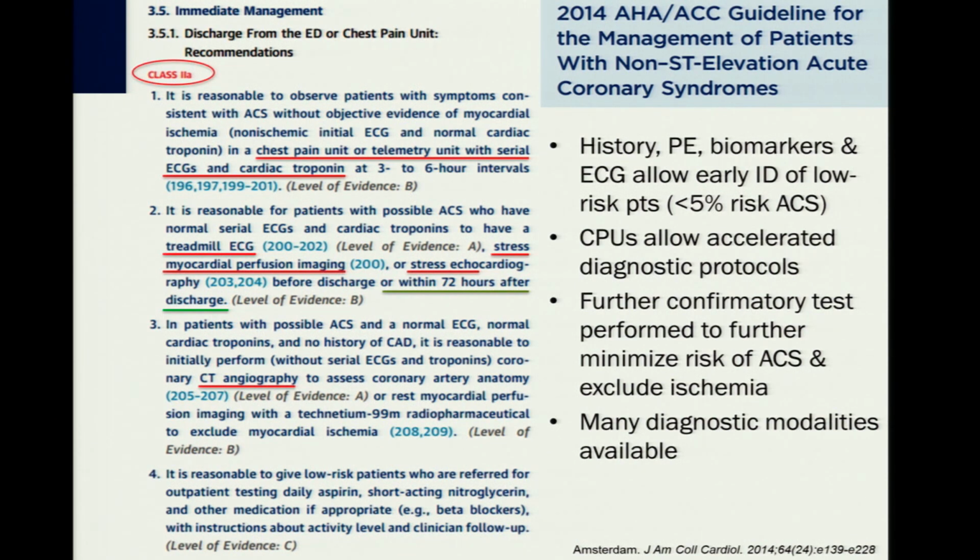The guidelines also say, and I highlighted that in green, that you can get these tests in the acute setting, or if you think they are truly low risk, at least upon discharge within 72 hours. So they do give some leeway, and I see this being practiced a lot in community hospitals, where patients are seen, discharged, and do all their testing in their offices.